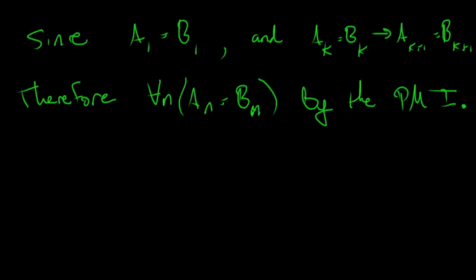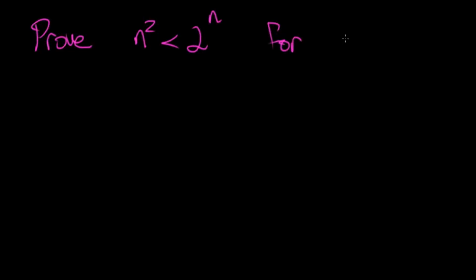Let's do one more. My final one I have for you here is a little bit different than the previous two. It is going to be the following: prove that n squared is less than 2 to the n for all n greater than 5. Don't forget, when we're doing the principle of mathematical induction, we're dealing with integers. So n is, in fact, an integer.